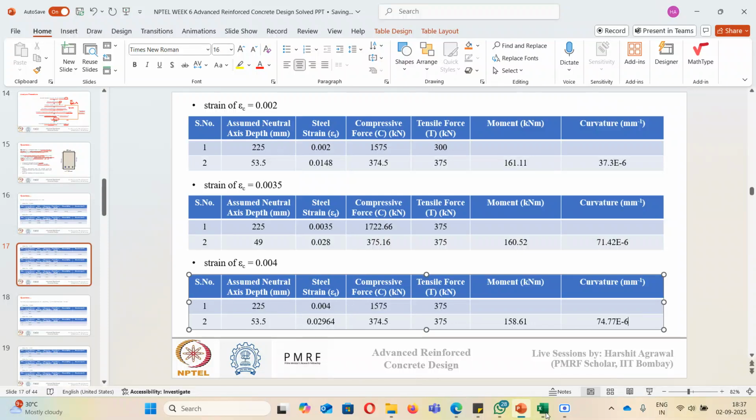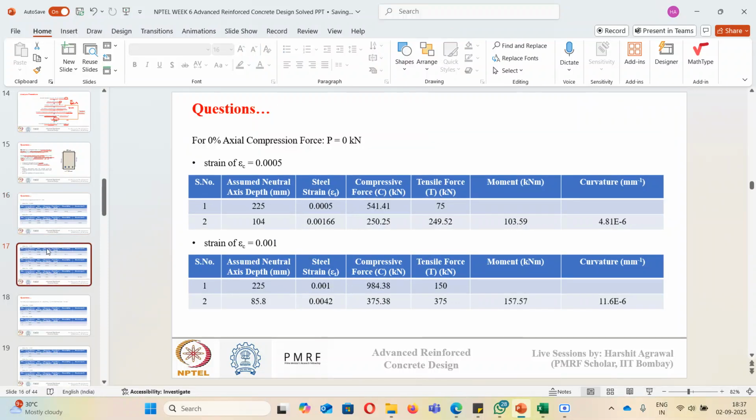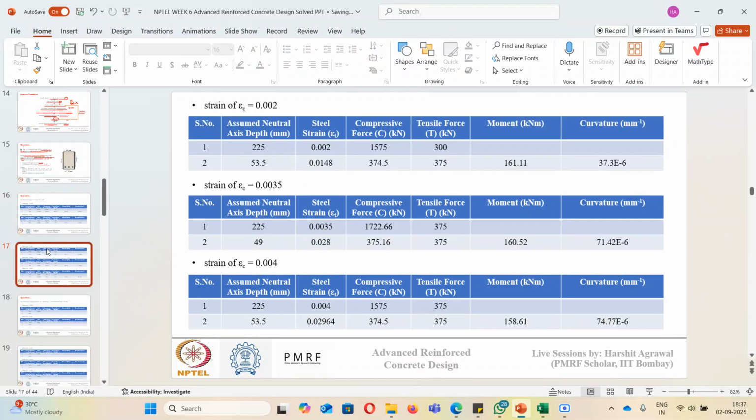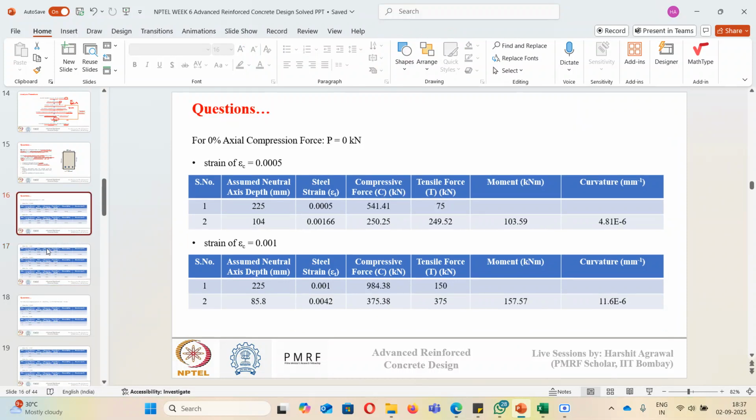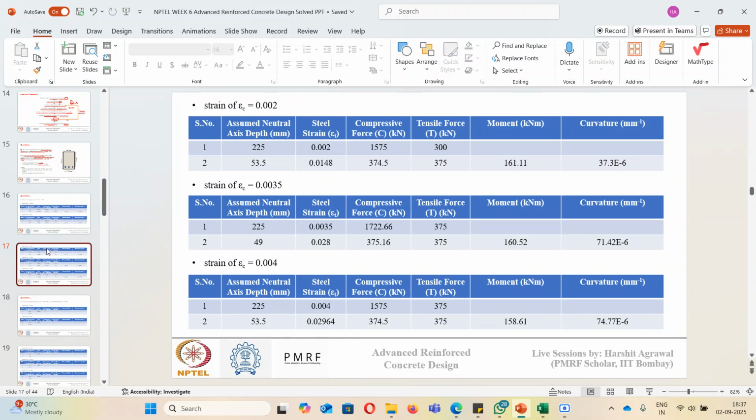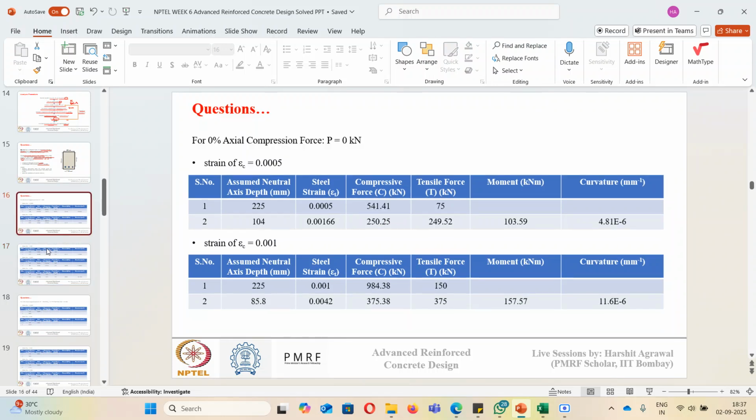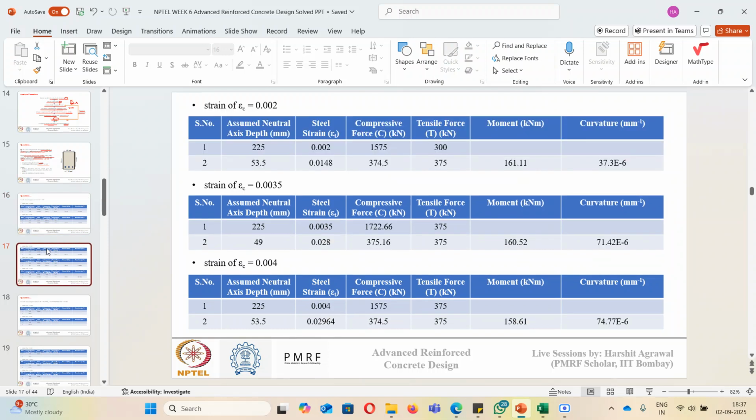74.77 e minus 6. Okay, so in this way, for axial compression element, when axial compression is 0, then we can find moment and curvature at different concrete strain. So you can choose more strain values also. Just for demonstration, I took 5 points.